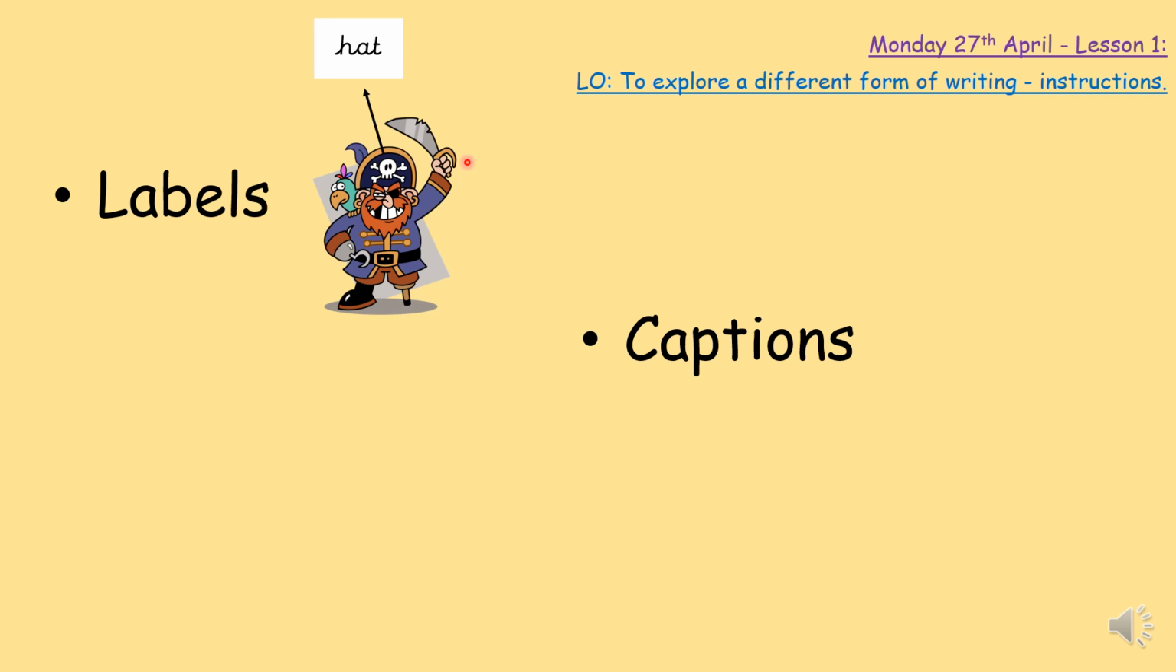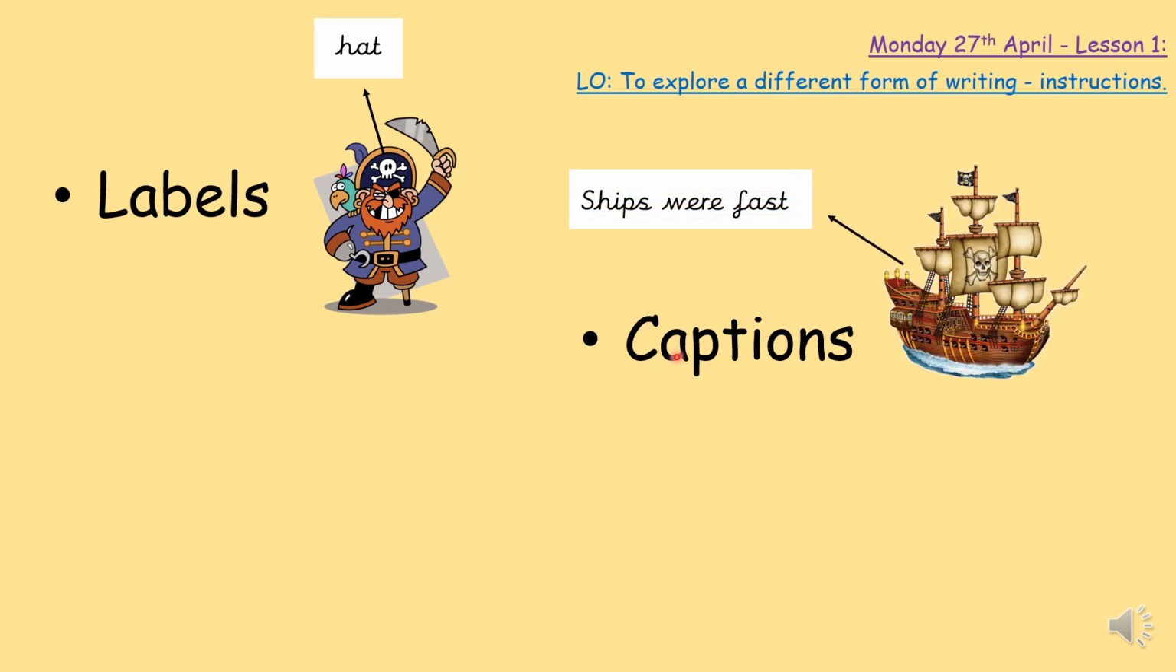Okay. So another form of writing that we have done a lot is something called a caption. And I'm going to use this picture here to help you. And this is a picture of a ship, and next to it is written "ships were fast." So captions are not a full sentence. They are just something that gives us a little bit of information about a picture. So we'll often find a lot of captions in our non-fiction or information books. So this is a caption, and this is where we start to have more than one word, where we start building up the amount that we write.